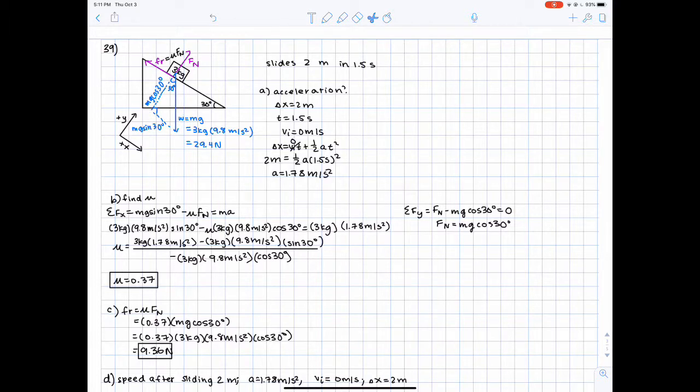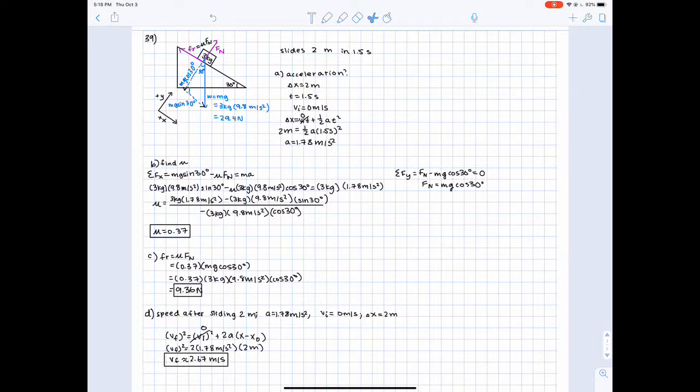So for the first part, we need to find the magnitude of the acceleration of the block. We know that the block travels a distance of 2 meters in 1.5 seconds, and the block starts from rest, so the initial velocity is 0 meters per second. I just plug these values into a kinematics equation to get that the acceleration is about 1.78 meters per second squared.